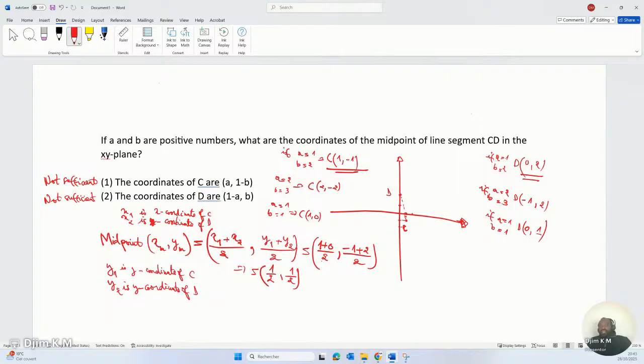So this is what we get when, for example, A is equal to 1 and B is equal to 2. If we take the second hypothesis, when A is equal to 2 and B is equal to 3, and we have these different coordinates of D, does it give us the same value? Let's just check.